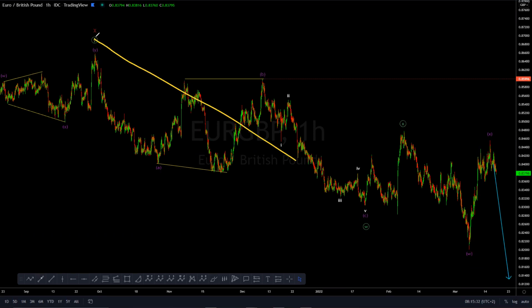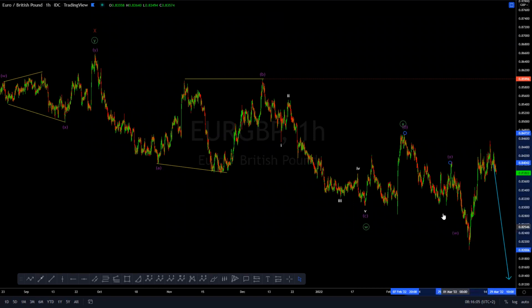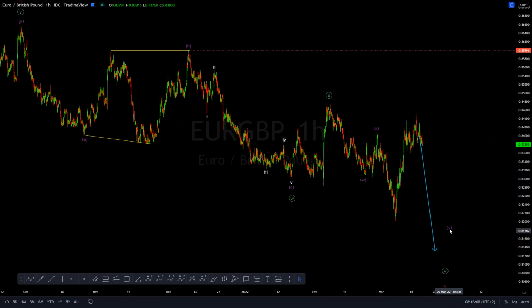Since if we say W is done there, X is done there, and Y is done there in green for a Y in red, we have met the guidelines, in as much as we may expect it to continue lower. But looking at the structure itself, especially from this low to that peak there, which looks impulsive, can we then say we are done with our Y in green there? Meaning the W in purple and XY in purple would be this one. And our Y would be there.